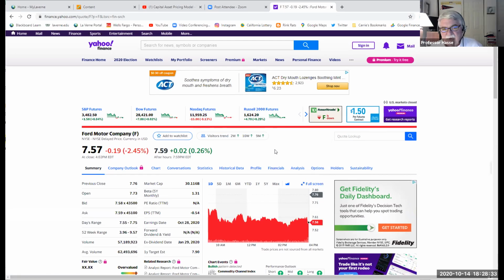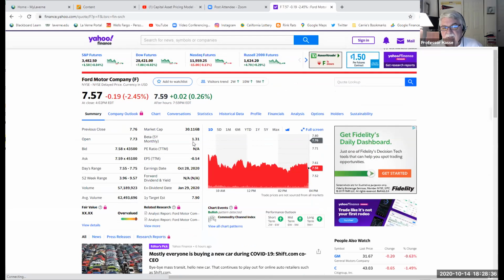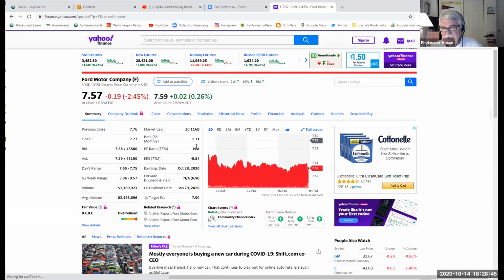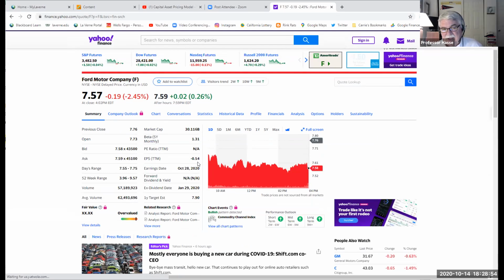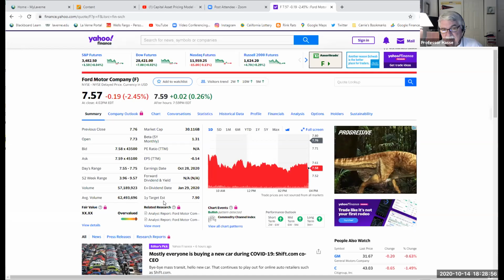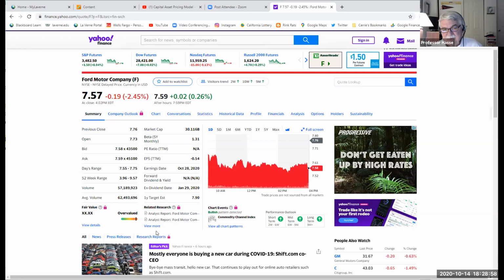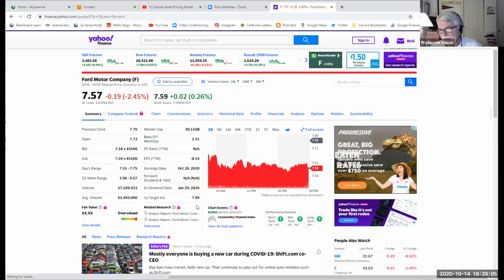And how is that shown? Look at Ford's beta, 1.31. So if I want to buy Ford stock, I expect a high return because this is a dog with fleas. Look at their earnings per share, negative 54 cents a share. They're not doing so hot. Now they anticipate their stock going up. The market says it's at 7.57 now, within a year $7.90. Wow, I can make 40 cents? I should think about something else.